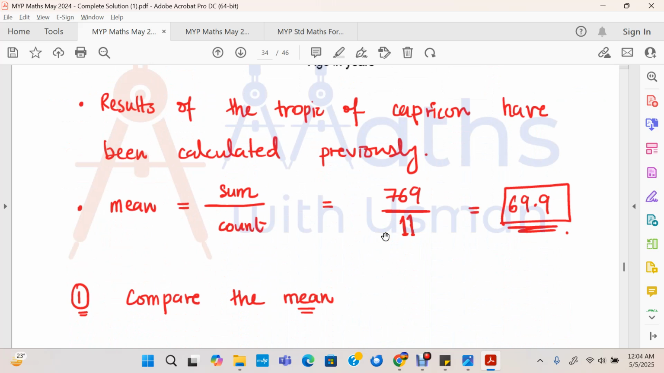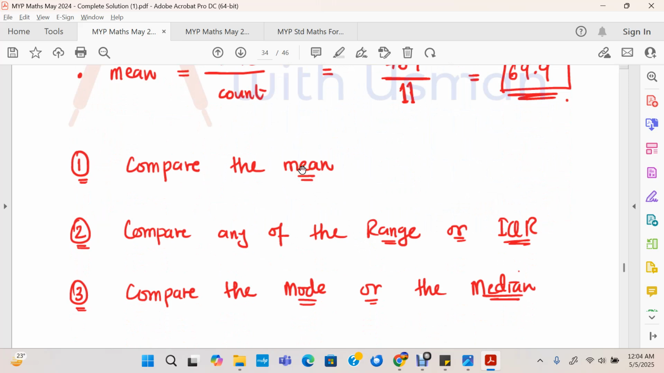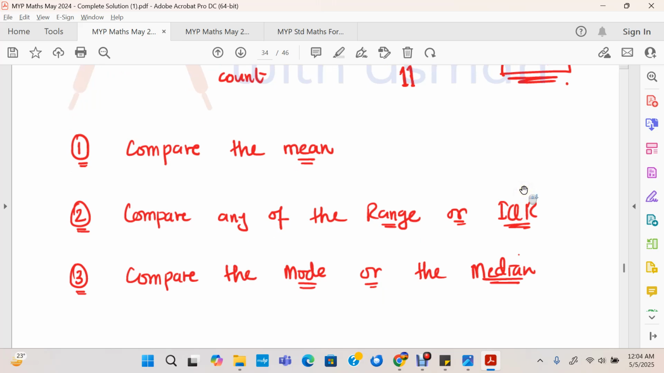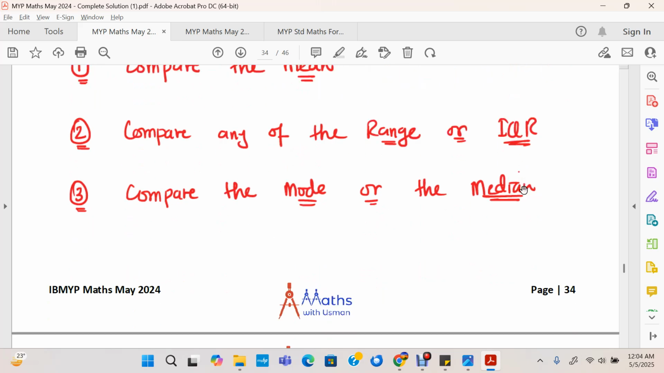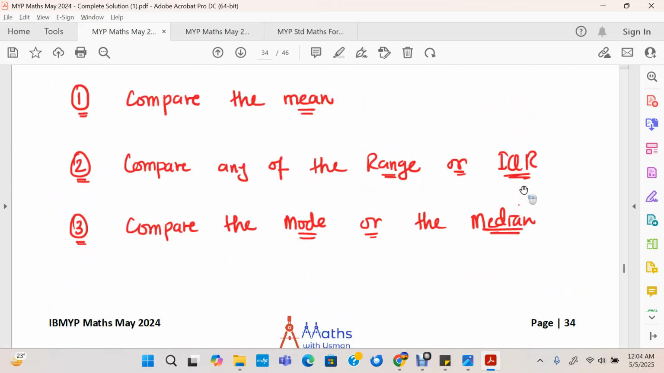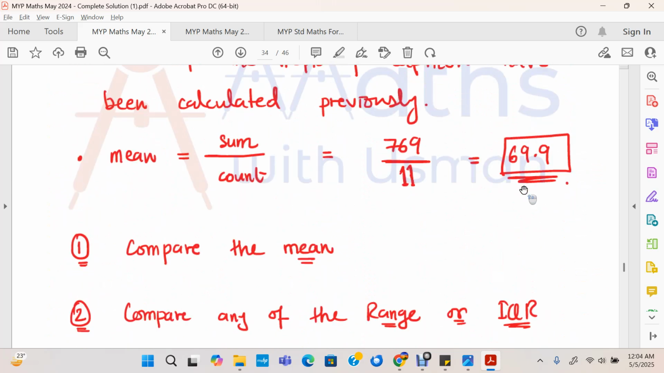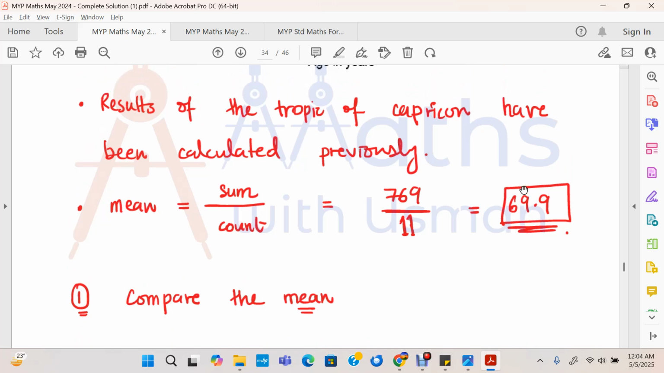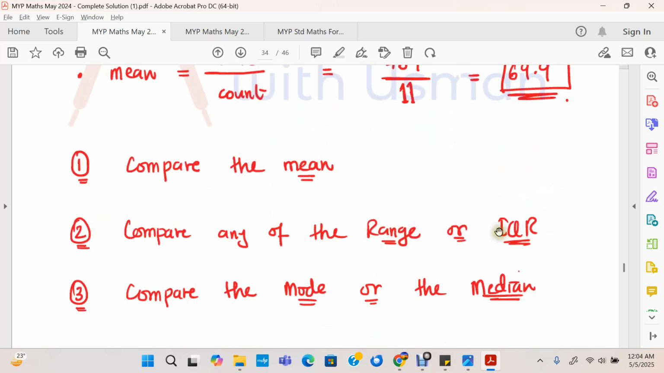I first find the mean for the Tropic of Capricorn because that was not given. Add all the values, divide by 11, 69.9. Compare the mean, compare the median, compare the mode, compare the range and interquartile range. When you compare anything, don't just say this is higher or this is lower. First mention the mean of the Tropic of Capricorn is this. The mean of the Tropic of Cancer is this. This value is higher than this value, which means the average of this tropic is higher than that tropic. Copy paste this sentence, just change the values and the term, copy paste, copy paste.